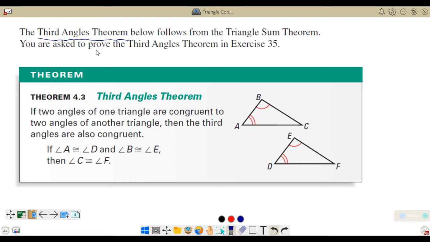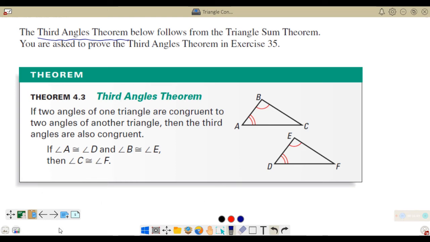angle A, angle B, and angle C, we have measurement of angle A plus the measurement of angle B plus the measurement of angle C is equal to 180 degrees, right? So for the third angles theorem, if you have two angles of one triangle that are congruent to two angles of another triangle, so corresponding si angle B kay angle E at corresponding si angle A kay angle D, then the third angles, which are C and F, are also congruent. Okay? Ayan, ang simple lang nito, third angles theorem.